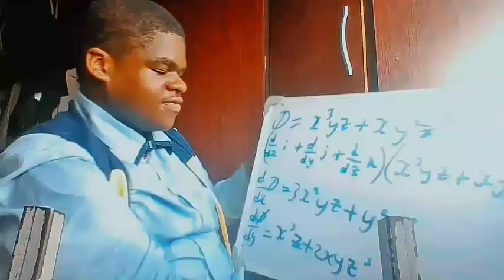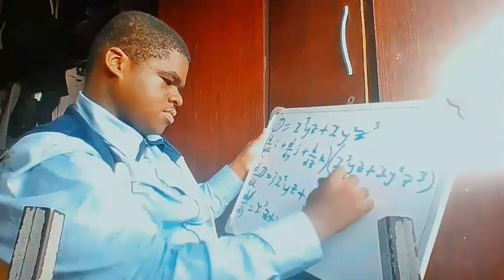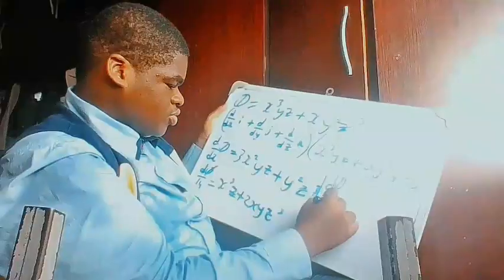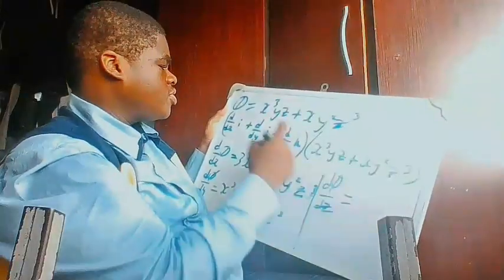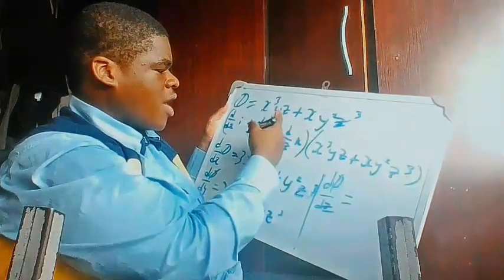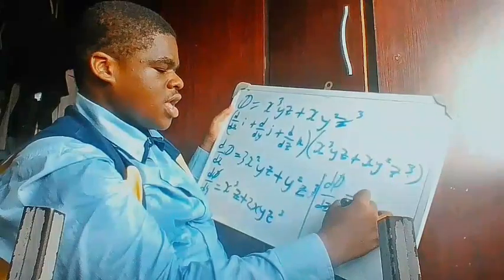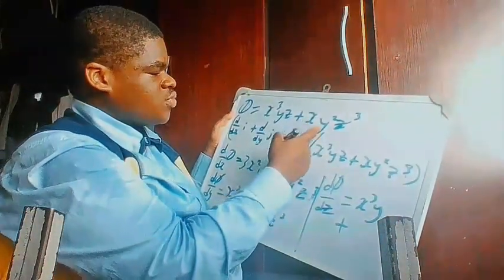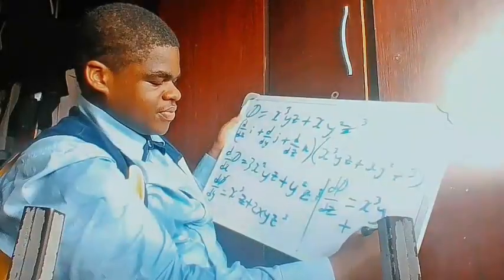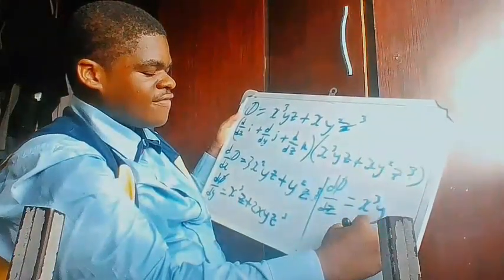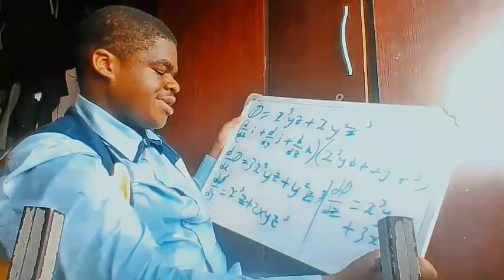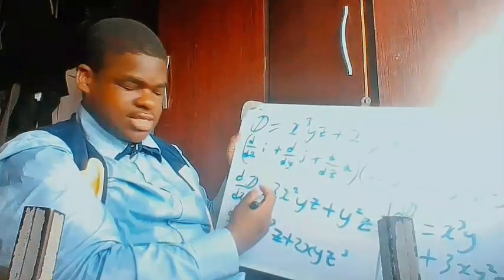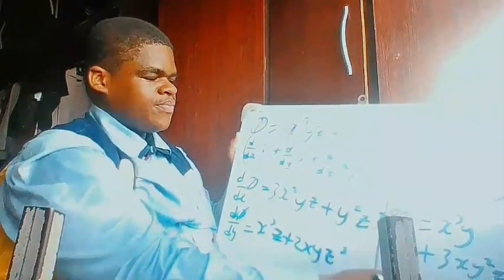The derivative of phi with respect to z, the same thing happens. Keep x cube y constant, differentiate z, you have x cube y, plus keep xy square constant, differentiate z cube, you have 3z squared. So we have basically differentiated the three of them with respect to x, with respect to y, and with respect to z.